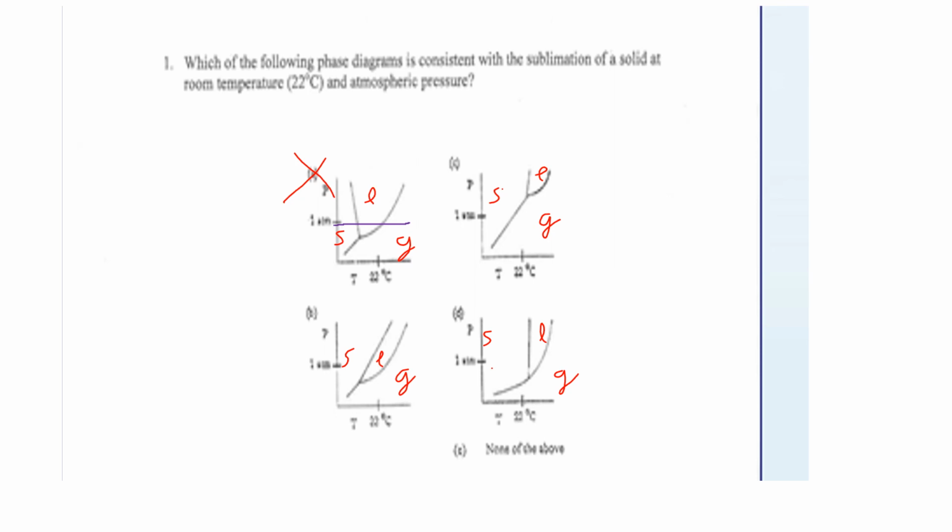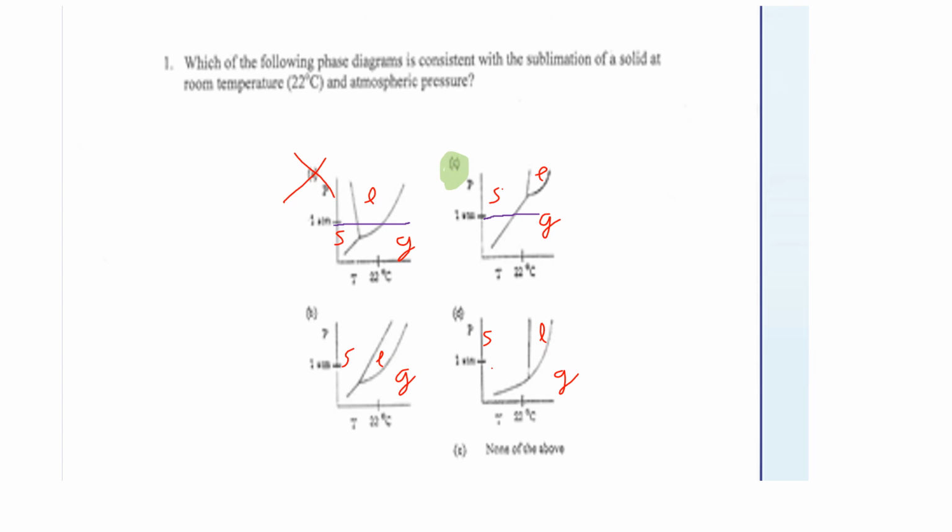Next one to the right, okay, let's plot out what's happening at 1 atmosphere. So at 1 atmosphere, what's happening? We're going from a solid to a gas. And is that happening at about 22 degrees Celsius? Yes, so that one so far is looking good. So far this one looks like our winner, because at 1 atmosphere we are going from a solid to a gas. So right now that looks like our winner.